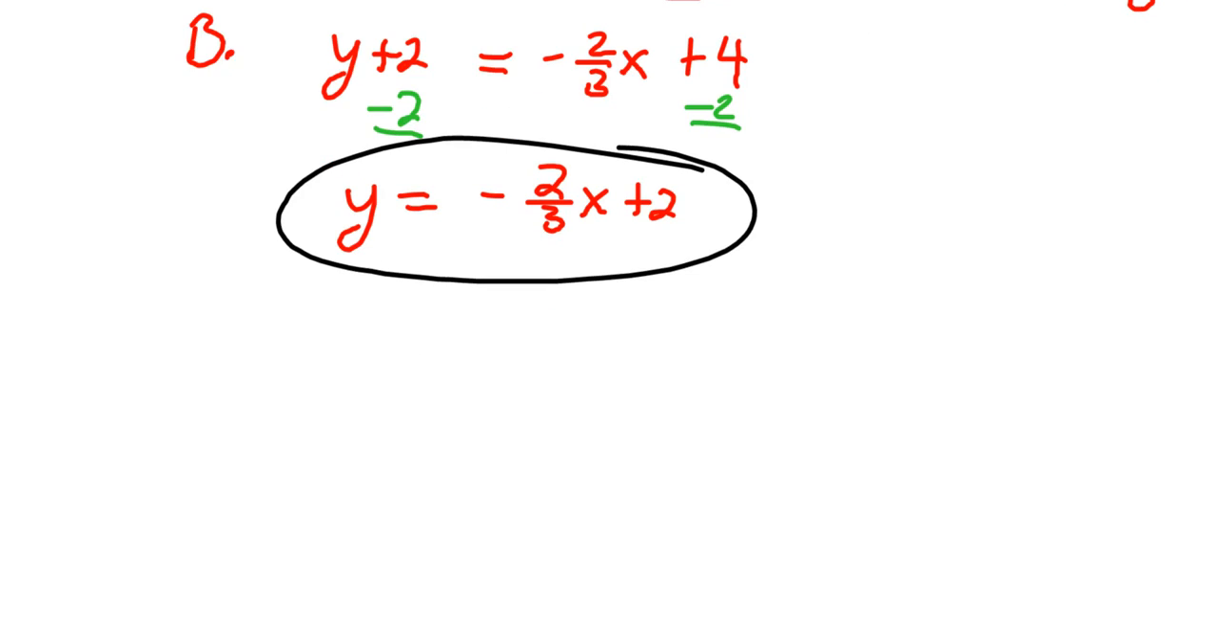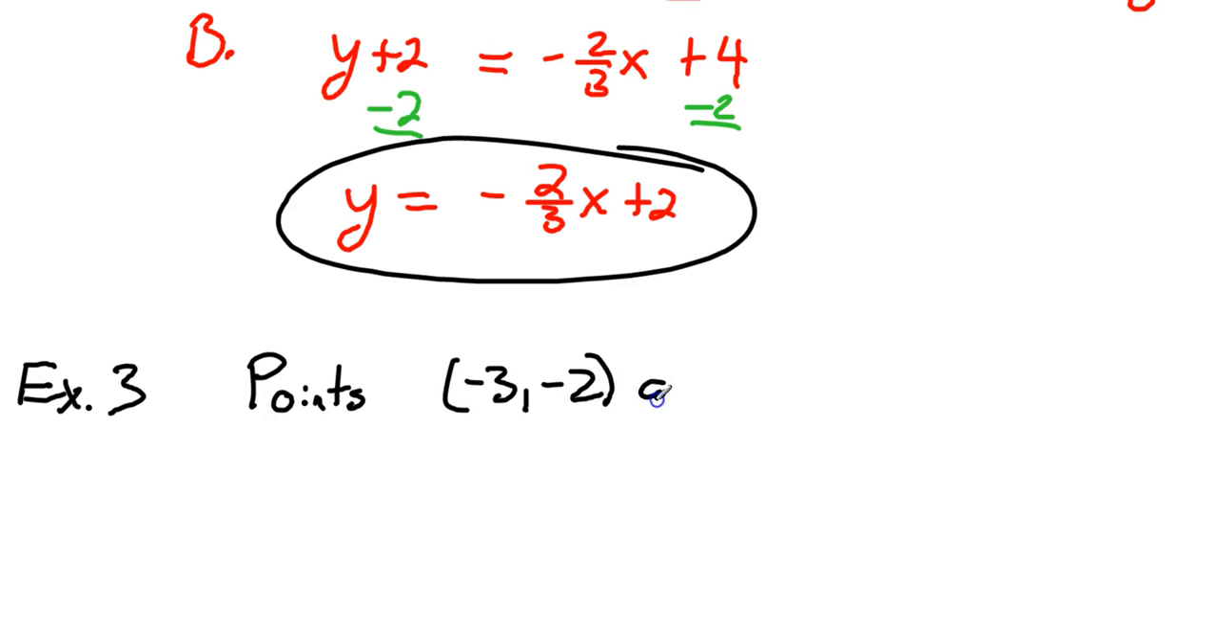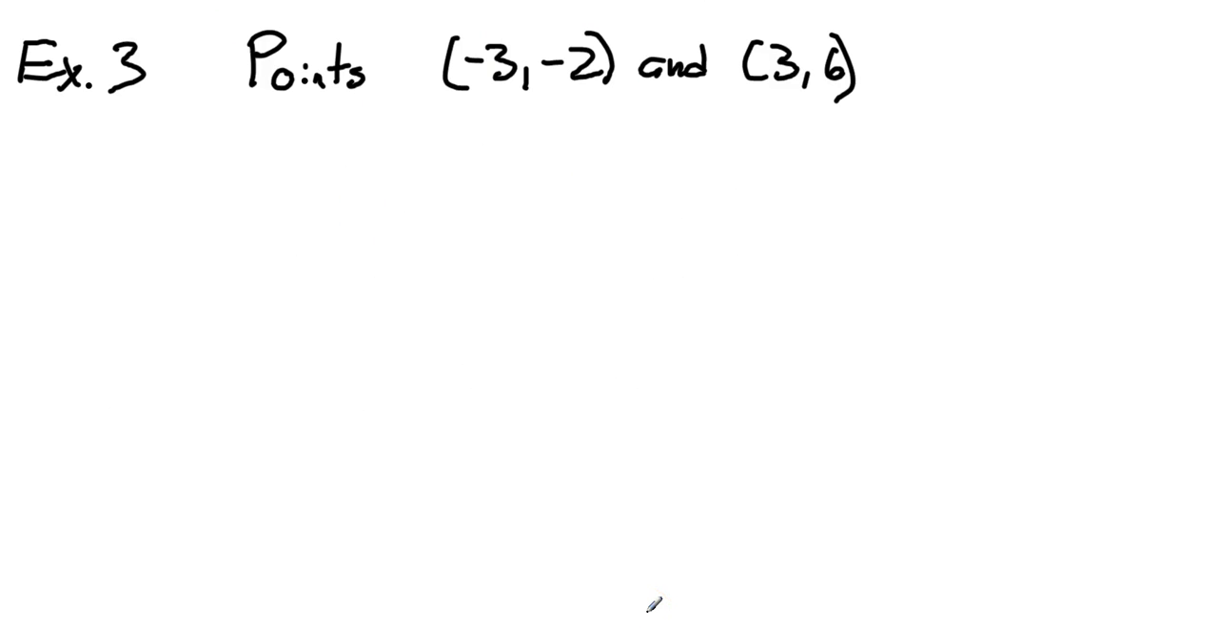Okay. All right, example 3. They changed things up a little bit. Instead of giving you the slope in this case, they're just going to give you 2 points. So, okay, here's 2 points. Tell me what the slope equals. And again, we'll do both: the point slope and the slope intercept.